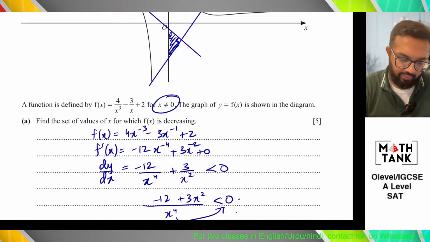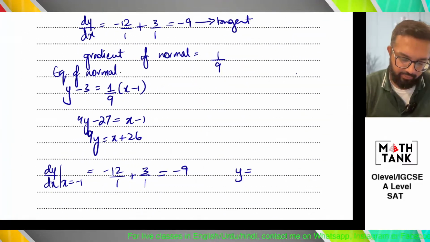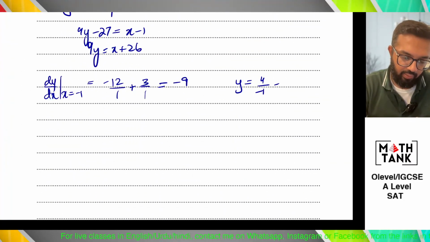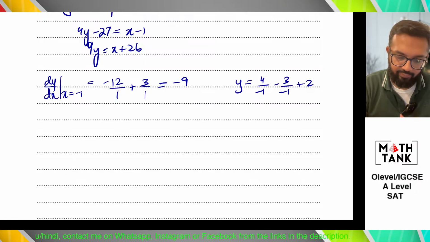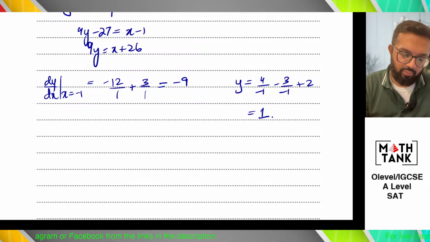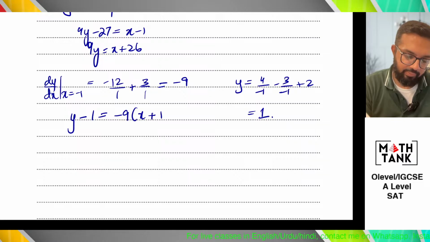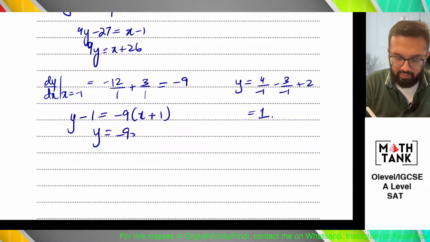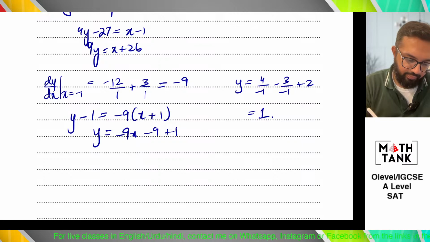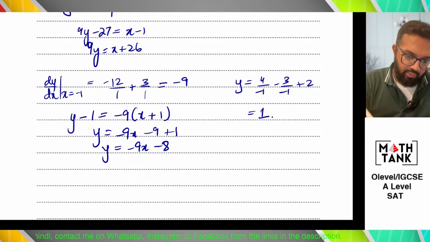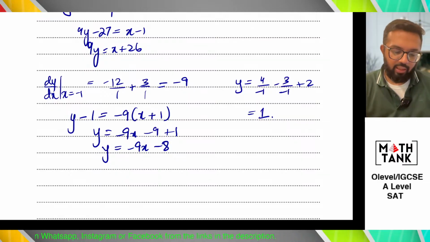It is 4 over x cubed, so 4 over minus 1, minus 3 over minus 1, plus 2, so minus 4 plus 3 is minus 1, plus 2 is 1. y minus y1 equals m times x minus x1, so y minus 1 equals minus 9x minus 9, so y equals minus 9x minus 9 plus 1. Okay, now I have the equations.